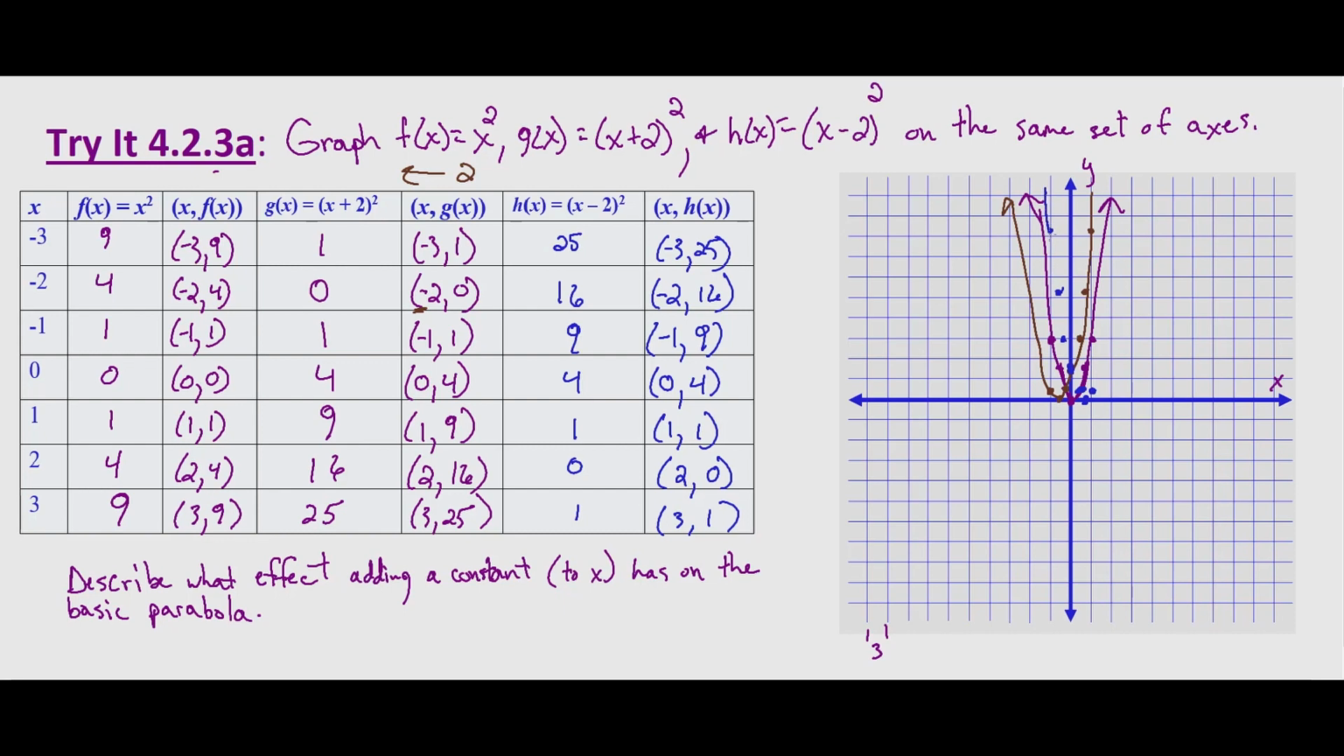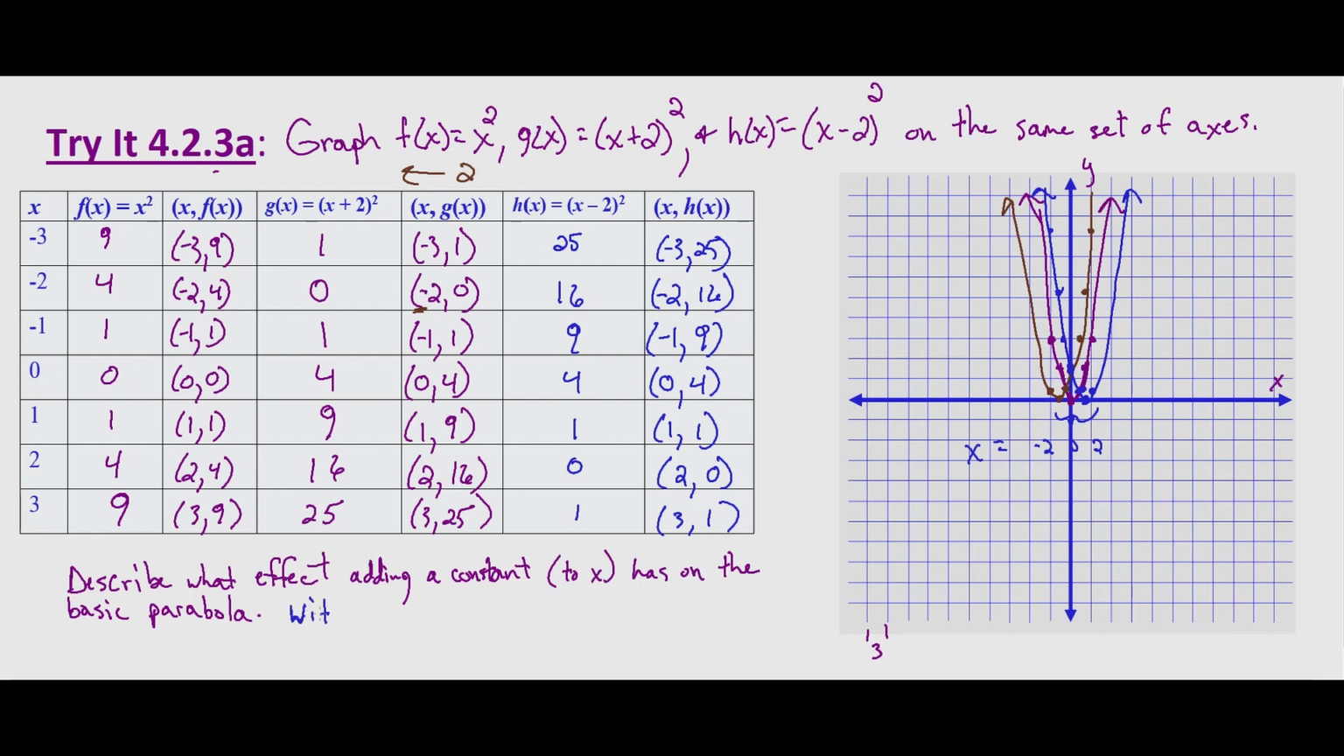And again, connect those dots. And we could use symmetry for our other points. But the main thing we want to focus on is look at these vertexes right here to here. This one's at 0. This one's at -2. And this one is at 2, x equals. So what does that show us? Describe what effect adding a constant to x has on the basic parabola.